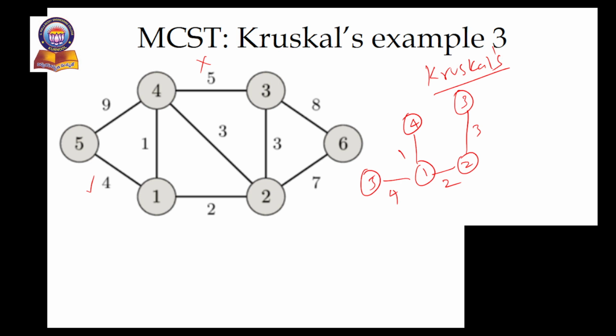And what is the next minimum? That is 7 will be the next minimum. That is 2 to 6. So we can connect 2 to 6 with the edge cost equal to 7. And have we finished all the vertices? We have finished all the vertices.